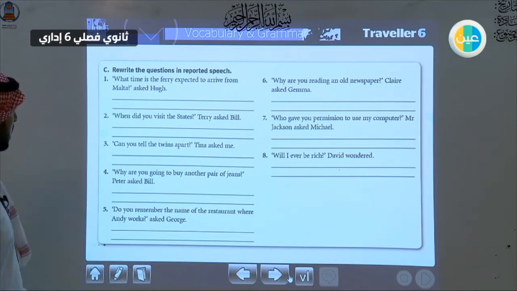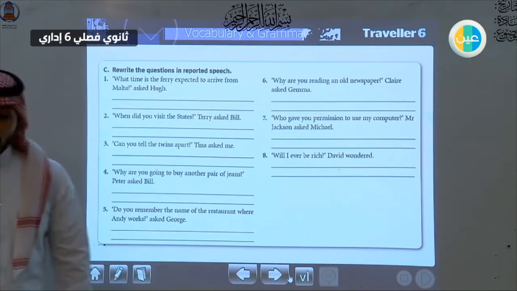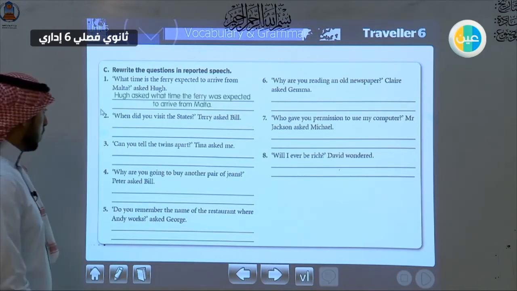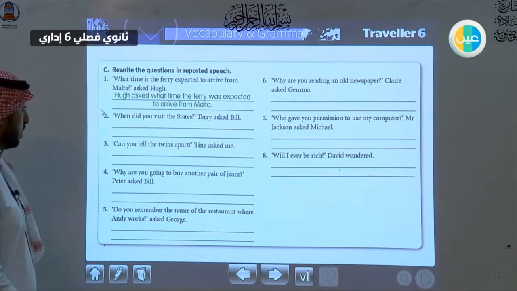So what time is the ferry expected to arrive from Malta? Asked Hugh. So here it is a WH question, which means we don't have to use if or whether. So Hugh asked me what time the ferry was expected to arrive from Malta.